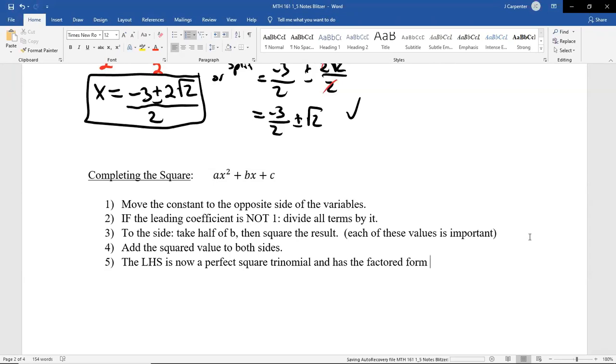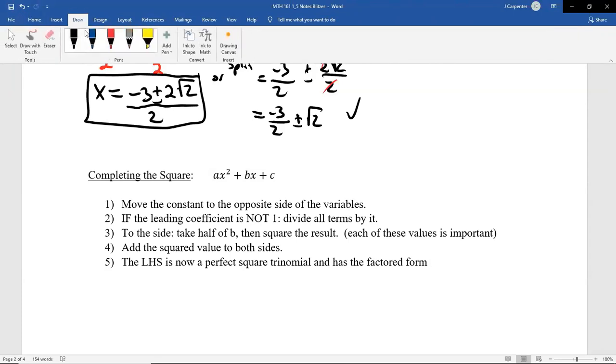I'm actually going to have to write this out with the pen. x. Now I'm going to do something kind of weird. Plus or minus, and then I'm going to write this, the halved number, and then squared. This is the factored form.